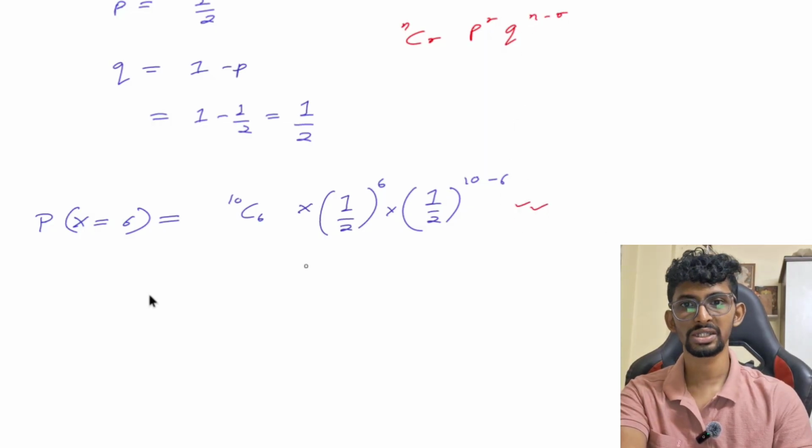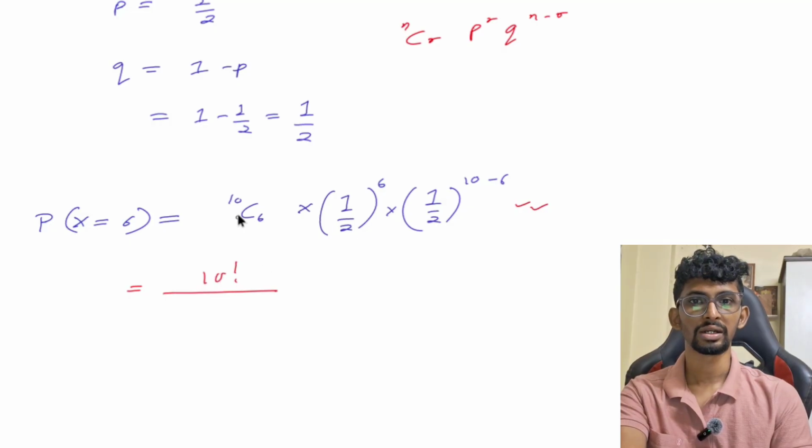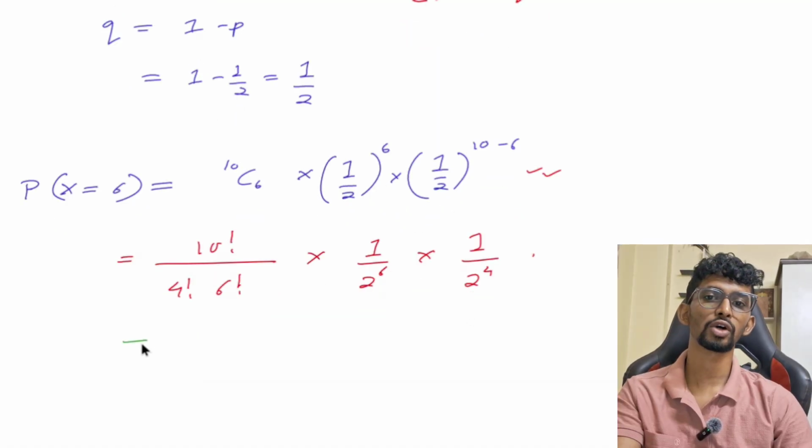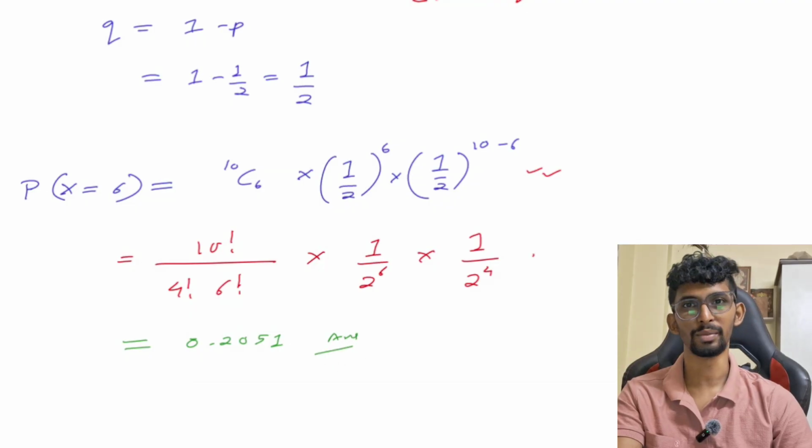Now let us solve this. This will become 10 factorial by 10 minus 6, that is 4 factorial times 6 factorial, into 1 by 2 raised to the power 6 times 1 by 2 raised to the power 4. Now, if you solve this in a calculator, you will get an answer of 0.2051. Any doubt till now, you can ask me in the comment box.